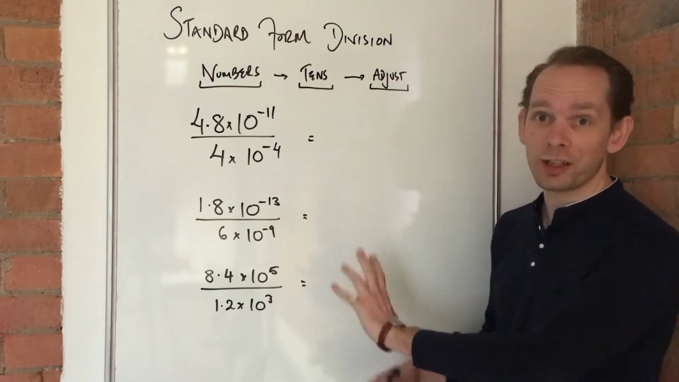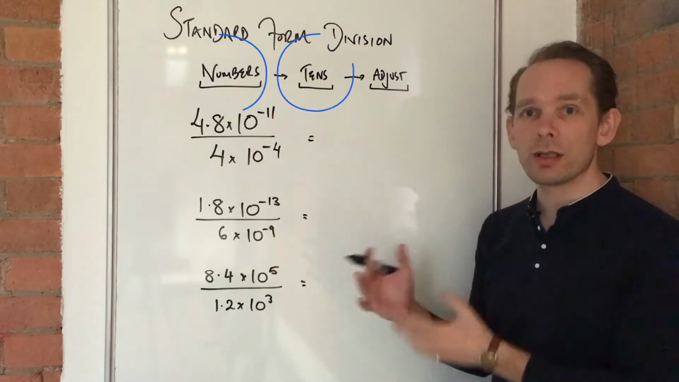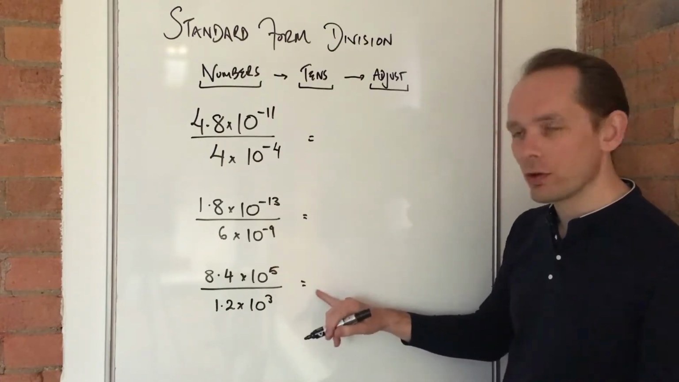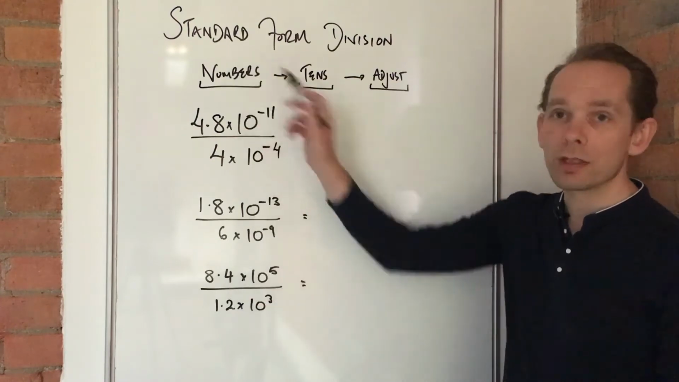Now, this method is just like with multiplication as well. We do the numbers bit, we do the tens bit, and then we adjust if necessary to fit the convention. I'm going to very quickly go through these. I'm going to start with the bottom one because I think that's the easiest one. 8.4 divided by 1.2, I'm doing the numbers bit.